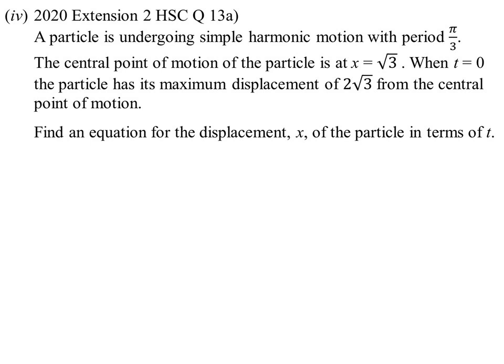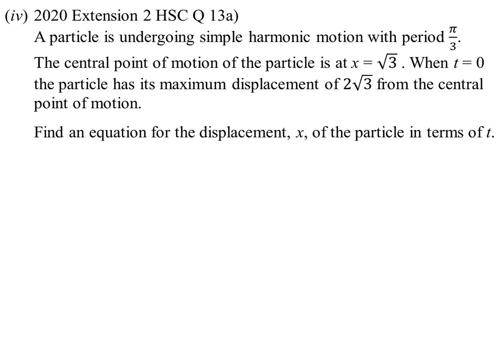So particle undergoing simple harmonic motion, they've given us the period, they've told us the central point of the motion is not at the origin, it's at root 3. And at that time, it has a maximum displacement of 2 root 3 from its central point. In other words, it's not starting at that center, it's starting 2 root 3 away from it.